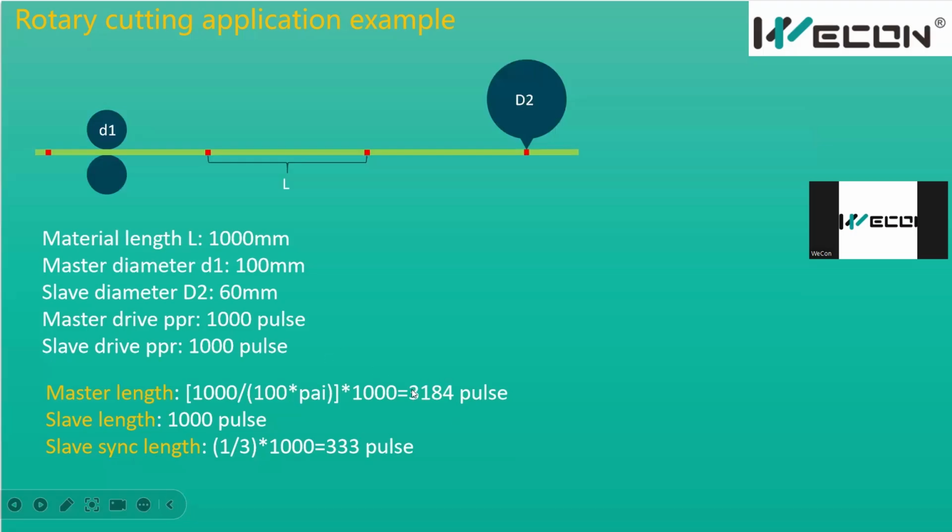our master length is 3184. It means when our master driver moves 3184 pulses, this will push the material forward 1000 mm. So this is the calculation of the master length. Do you have a question about this calculation?